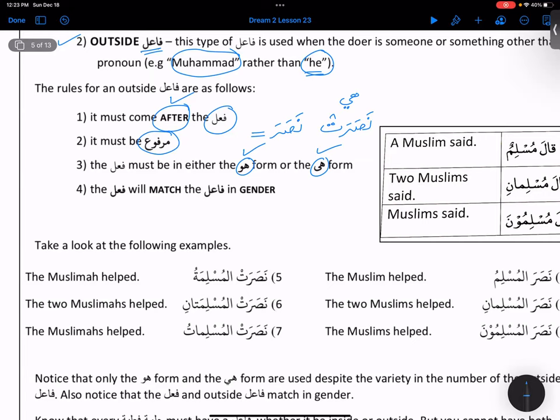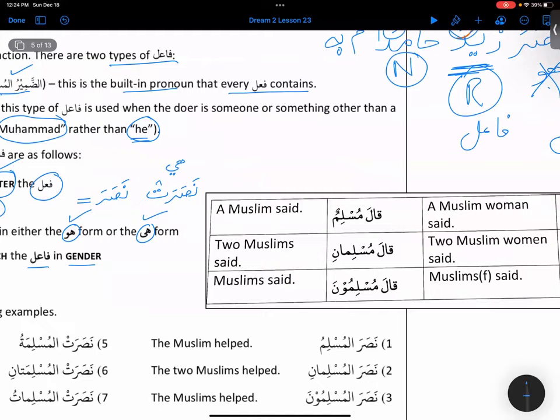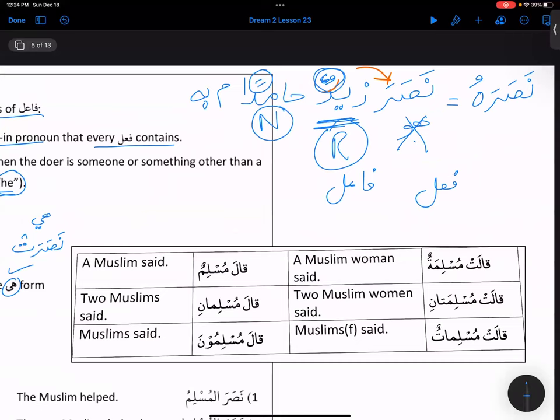Number four, the fail will match the file in gender. So for example, over here, I cannot say Nasara Aminatu. Can I say that? No, it doesn't match in gender. It has the masculine version, and then I'm bringing the file in feminine version. That doesn't make sense. Okay, so they should match in gender.